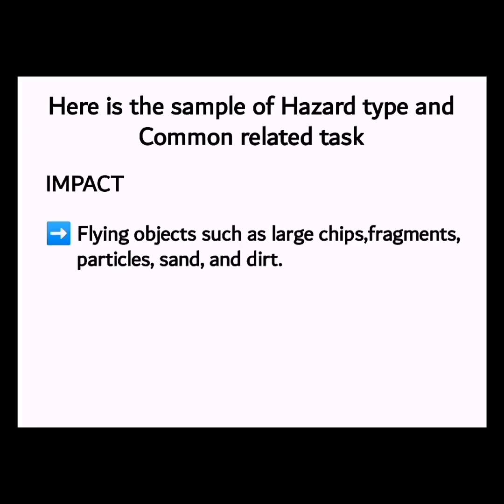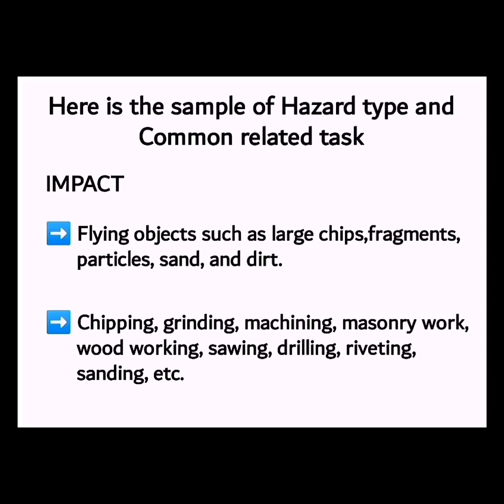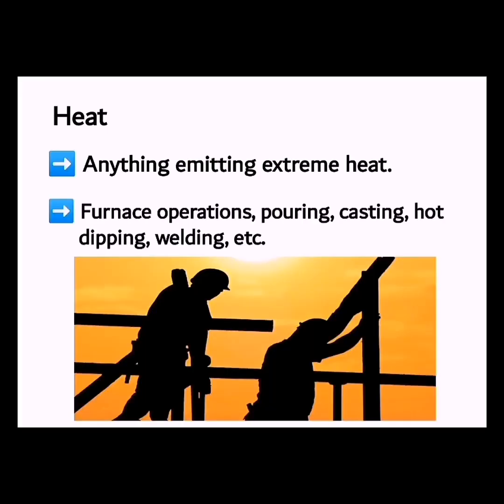Hazard assessment. Here is a sample of hazard types and common related tasks. Impact: flying objects such as large chips, fragments, particles, sand and dirt. Chipping, grinding, machining, masonry work, woodworking, sawing, drilling, riveting, sanding, etc. Heat: anything emitting extreme heat. Furnace operations, pouring, casting, hot dipping, welding, etc.